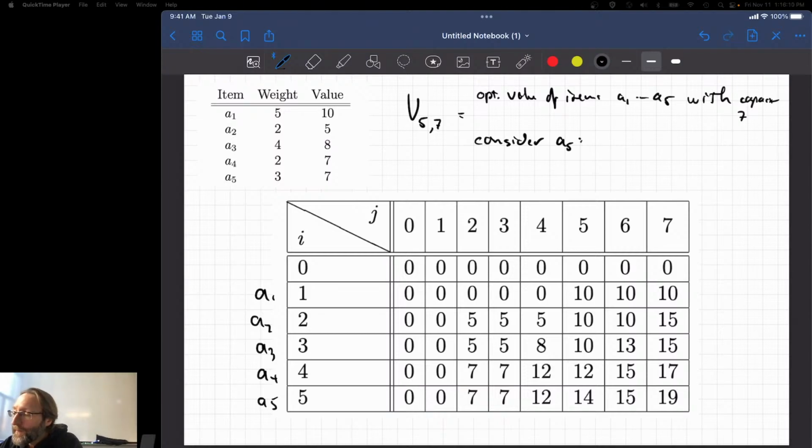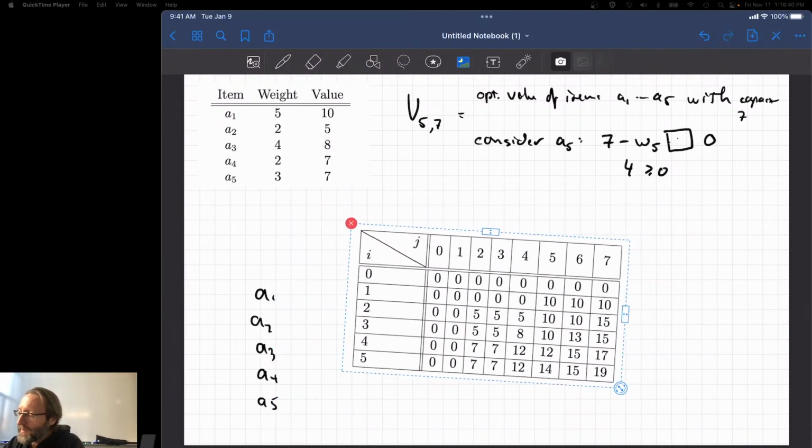Well, if I took it, then that means that capacity 7 minus the weight of 5 is that, what's the relationship with that and 0? So 7 minus W5 is 3. So that's equal to 4, and that's greater than or equal to 0. In other words, taking it is feasible.